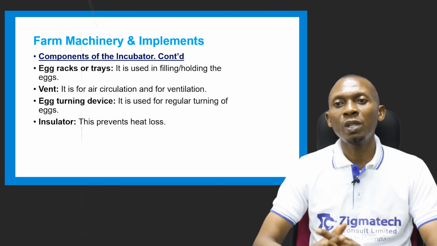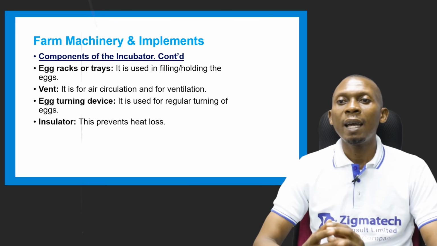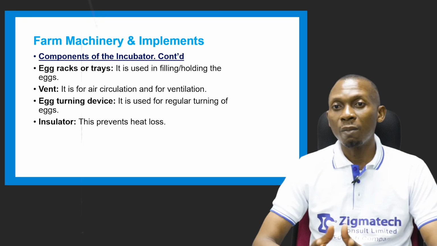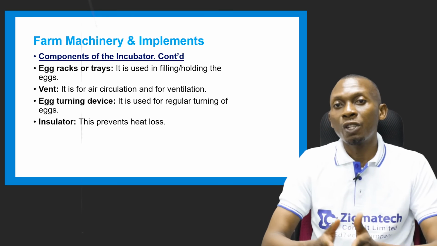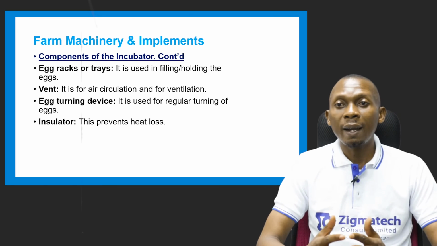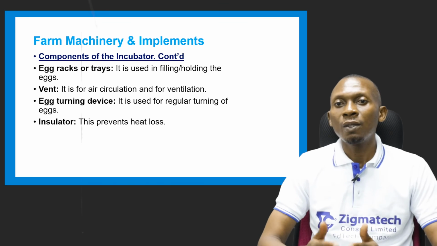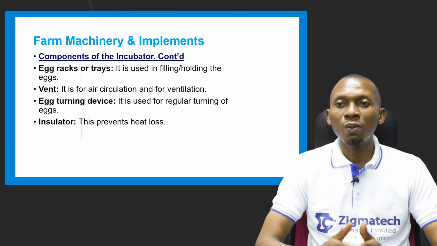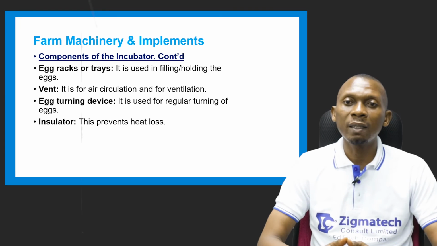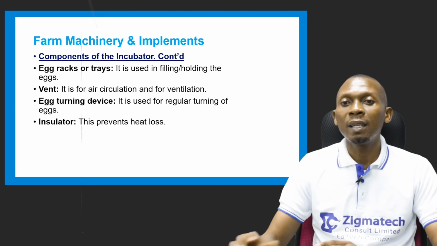The vent helps to ensure circulation of air or proper ventilation, while the egg turning device is used for regular turning of the eggs. Remember when I talked about the hen, I said the incubator is just a prototype of what the hen does while incubating her eggs. She uses her beak intermittently to turn the eggs. So the egg turning device does exactly what the hen does while incubating her eggs. We also have the insulator. The insulator helps to prevent heat loss.